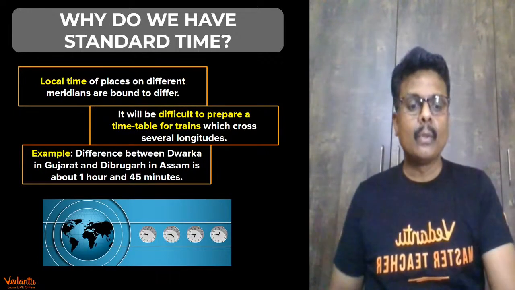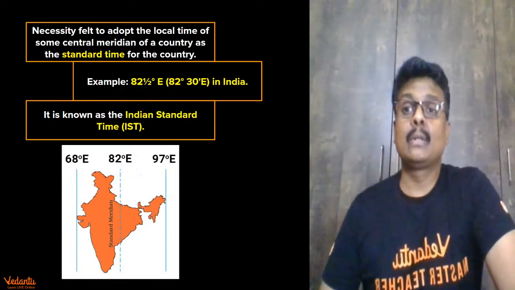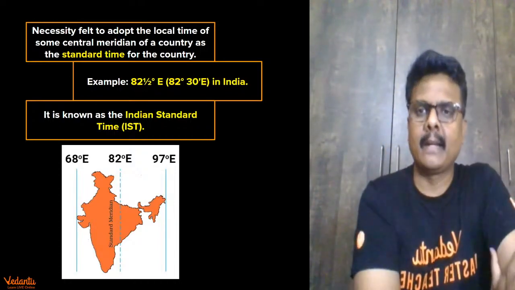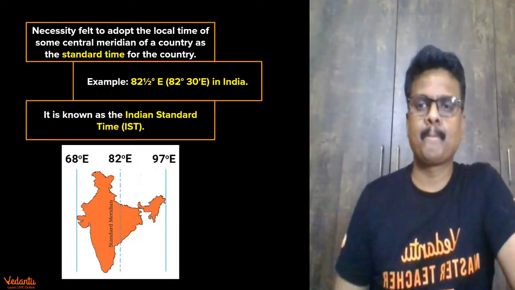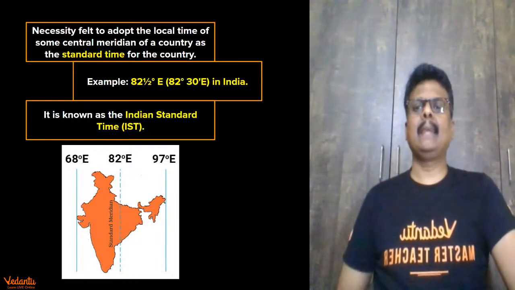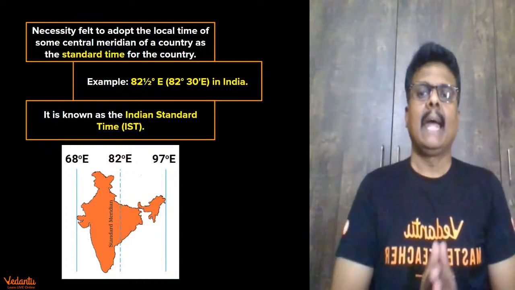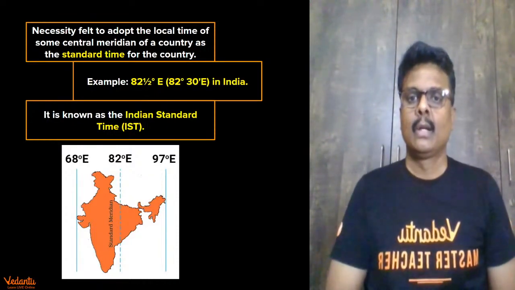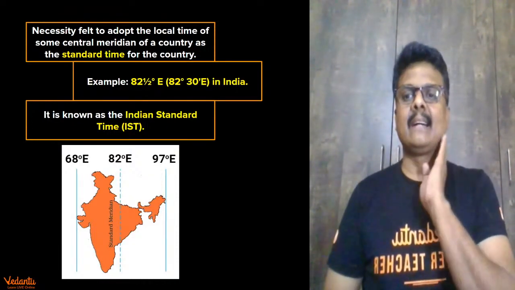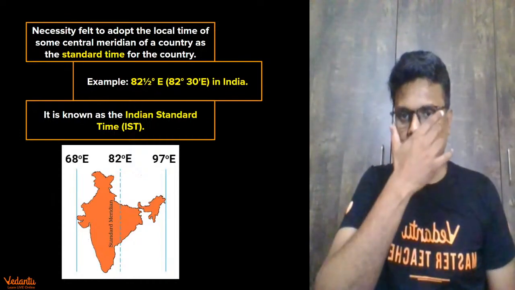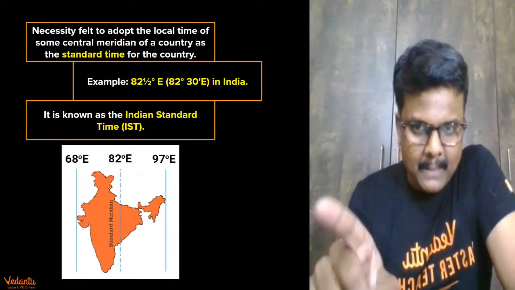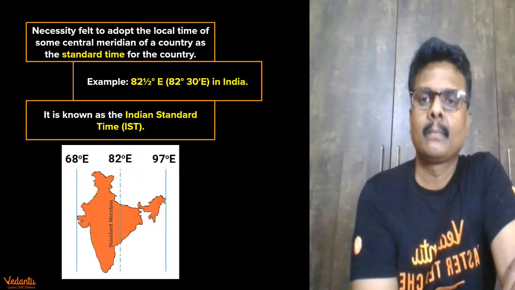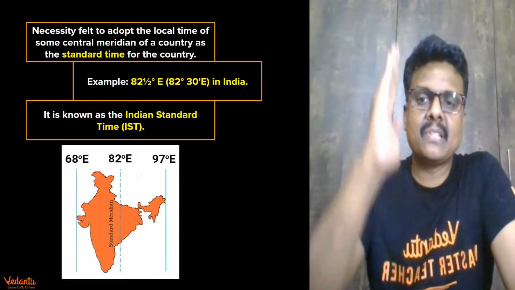In trains. So what they have done is they understood there is a necessity to adopt the local time of a central meridian of a country, and that will be kept as a standard time. For example, in India, they identified 82 degrees 30 east. In India, they kept it as a standard time, which is called IST. Guys, look at that picture at the bottom. 82.5 degrees east. Okay, that is IST typically.